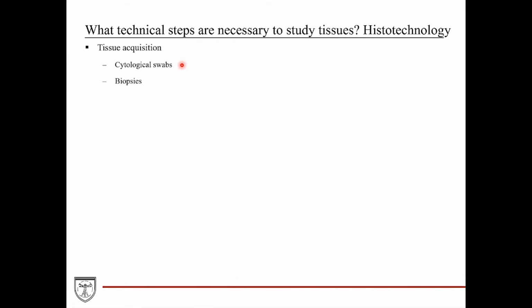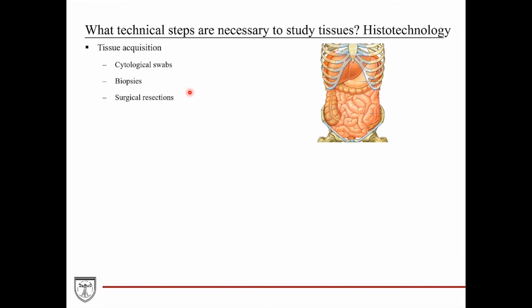Then we have biopsies. This is a little more invasive, where we're taking a small piece of the tissue out of the body, either from needle biopsy, punch biopsy, or even incisional biopsy. But the tissues that we take out tend to be smaller. Then we have the surgical resections. This is, of course, the most invasive form of tissue acquisition. We're actually going into the body and taking a small segment of an organ.